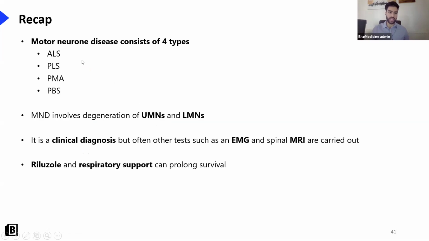So a recap, we know motor neuron disease consists of these 4 types, and it can involve both upper and lower motor neurons. It's a clinical diagnosis, but you particularly want to do an MRI spine to rule out cervical spondylosis. And as we said, riluzole and respiratory support are the things that are going to prolong survival.